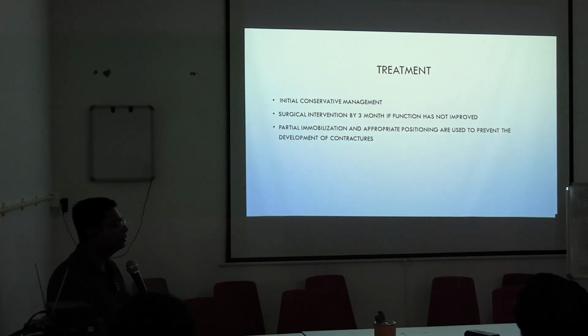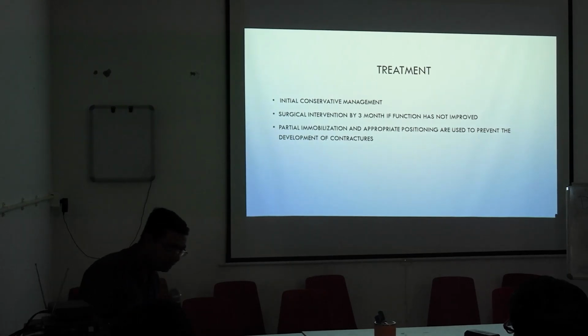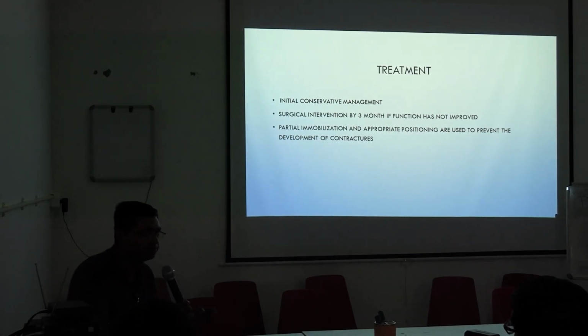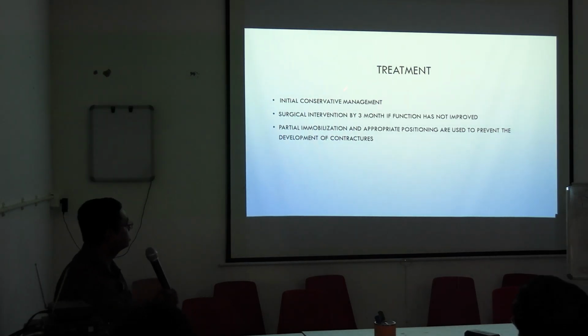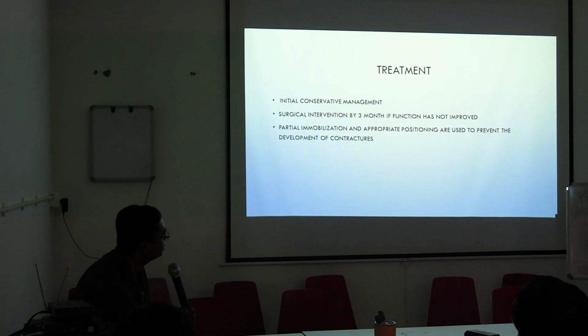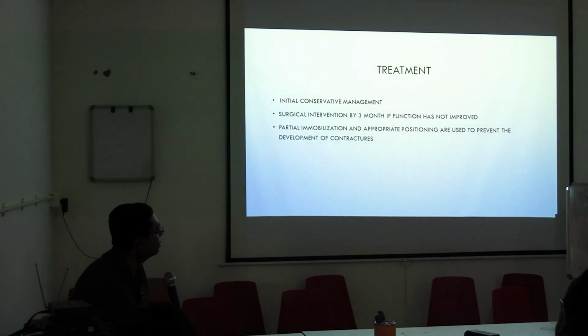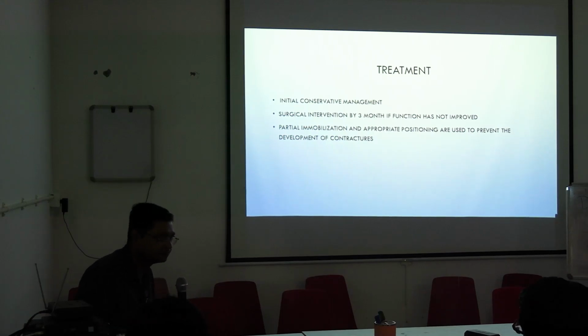So what can be the treatment of those nerve injuries? There is actually no treatment. If any nerve is injured, then you have to give time for the nerve to regenerate. That usually takes 3 to 4 weeks. So initial conservative management, surgical intervention by 3 months if function has not improved. Partial immobilization and appropriate positioning are used to prevent the development of the contractures.